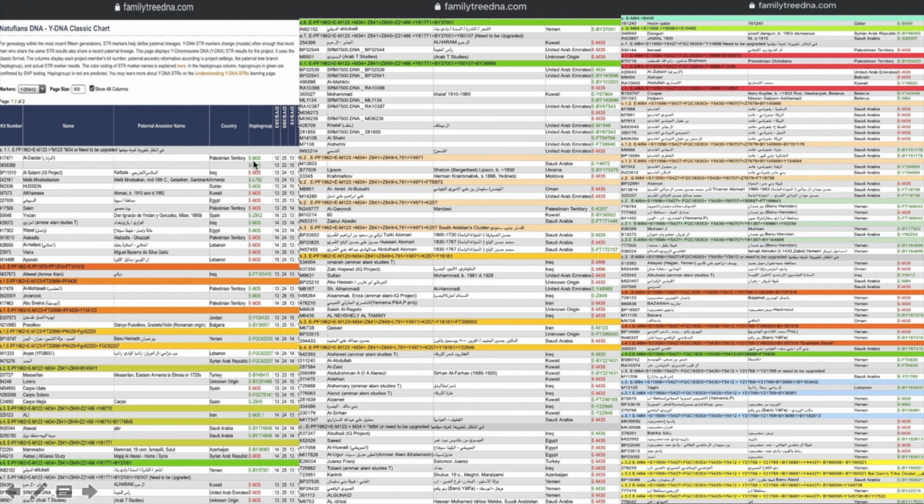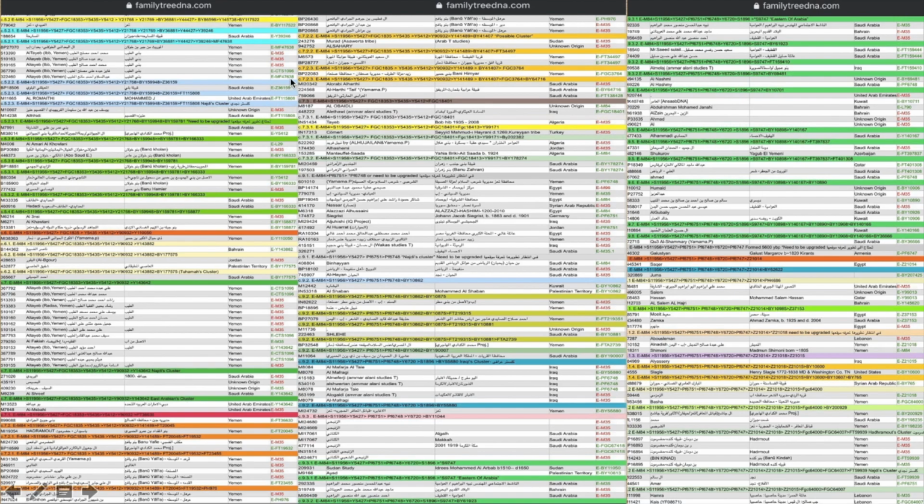So here are E markers in Palestine, in Lebanon, in Yemen, in Jordan, Saudi Arabia. You see a lot in the United Arab Emirates right here, a lot in Saudi Arabia, a lot in Iraq, and Kuwait. You see a lot of Saudi Arabian E markers, a lot of Yemeni E markers. So again, these are modern Middle Eastern populations with haplogroup E. Here are a lot of Yemeni and Saudi. Here's a lot of Saudi. Here's a lot of Saudi as well.